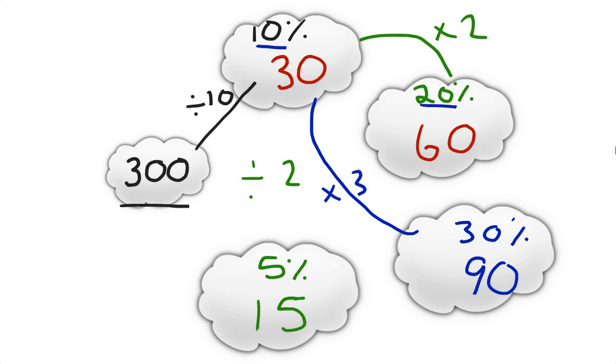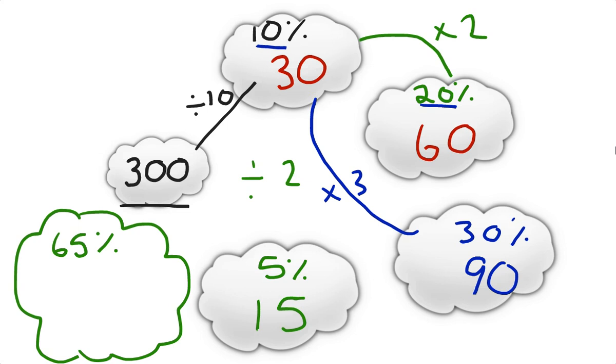So the last question that I want to think about is, how about if I wanted to work out 65%? This looks to be a really complicated percentage. What is 65% of 300? Well, 10 plus 20 is 30, plus another 30 is 60, plus 5 is 65. So by adding up all those clouds, I would get the answer to 65%. 30 plus 60 is 90, plus another 90 is 180, plus the 15 is 195.